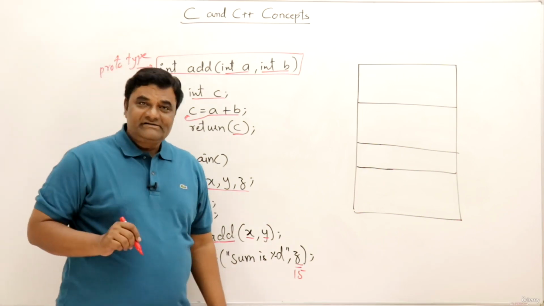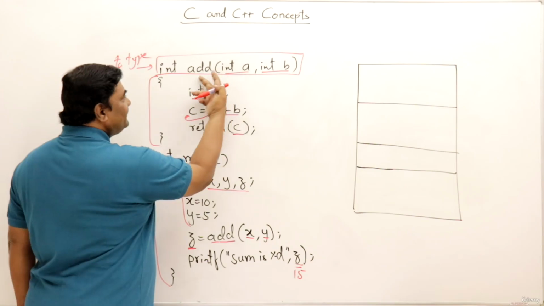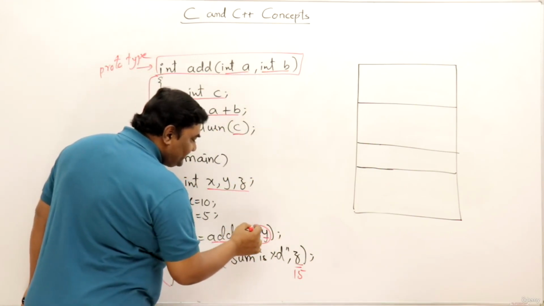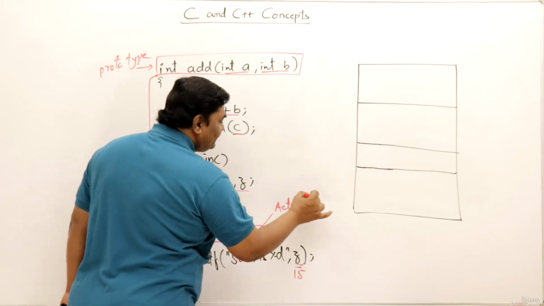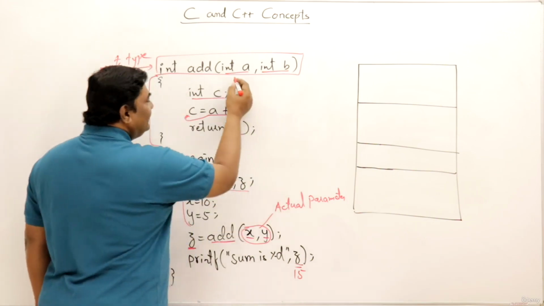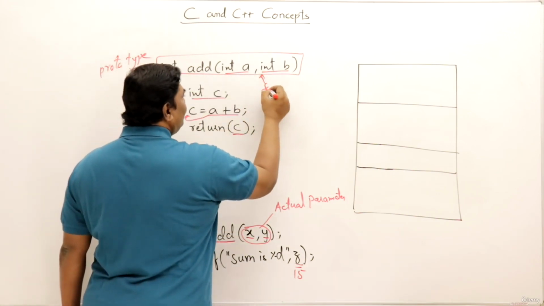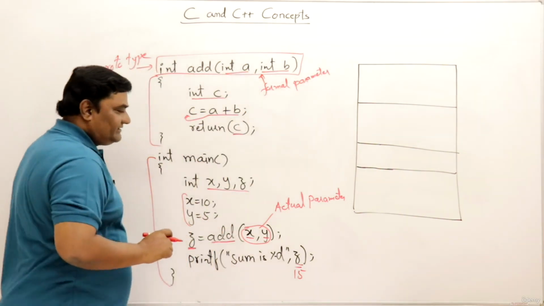Now, what are parameters? See, here we are passing these two values x and y to this function, which is taking two parameters. The parameters which we are passing are called actual parameters. And the parameters which are taken by this function are called formal parameters. So these are formal parameters.